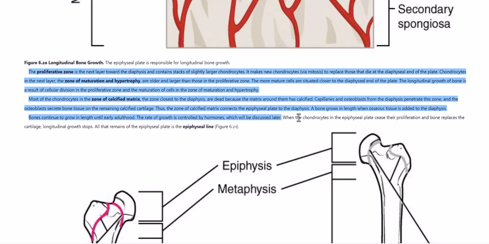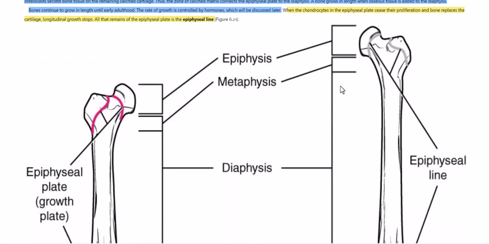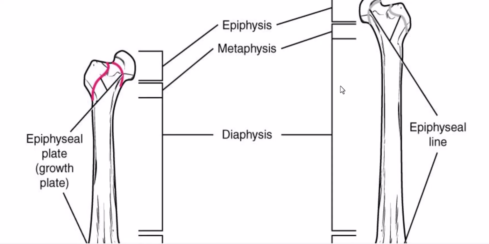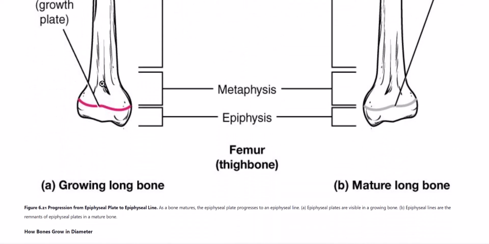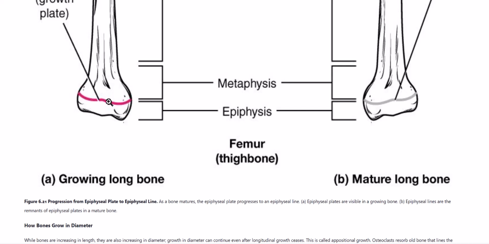But we will say when the chondrocytes of the epiphyseal plate cease and the bone is completely replaced, now we have the epiphyseal line. So that line is important. On a long bone, like the femur, we'll have growth plates on both ends of the bone. We'll have it between the diaphysis and the head, also between the diaphysis and the greater trochanter. And then on the distal end, there'll also be another growth plate.